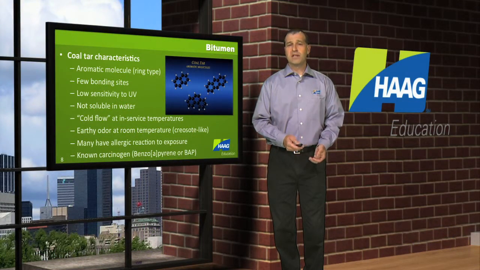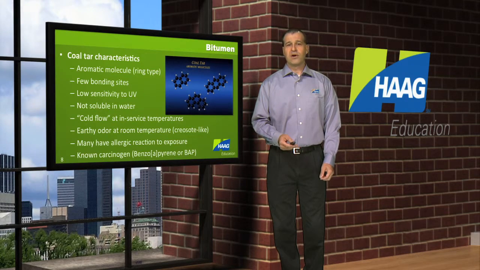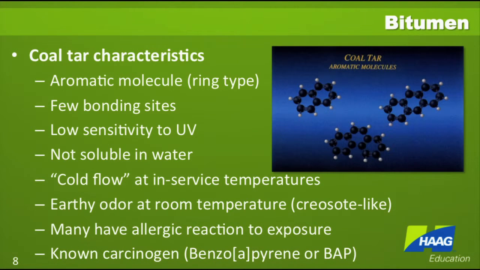So all of these three things make built-up roofing with coal tar a very effective material. Now, what are some of the downsides to coal tar? Well, it does have a creosote-like odor that many people find unpleasant, and actually many people will have allergic reactions to exposure to coal tar. And further, it has been shown to be a known carcinogen, and so there are health and safety restrictions to the use of coal tar.